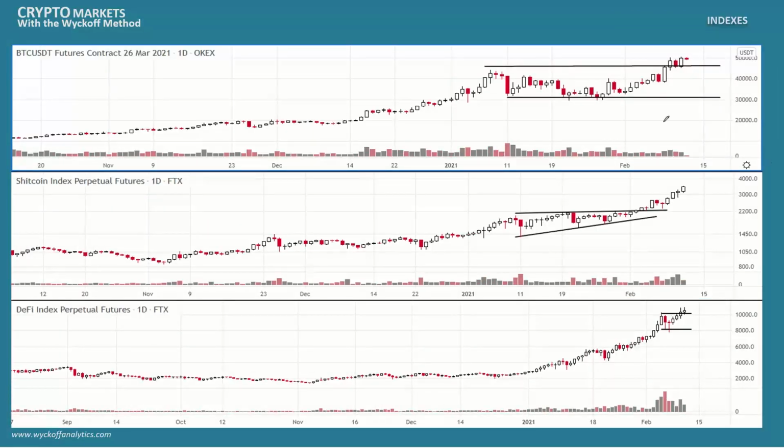So crypto indexes, as you can see, the shitcoin index is outperforming right now. And I think that this is the index where we have to find our candidates to the long side. While the DeFi index is still trying to break out of this resistance, the last two attempts have selling tails, so I would be very cautious here.